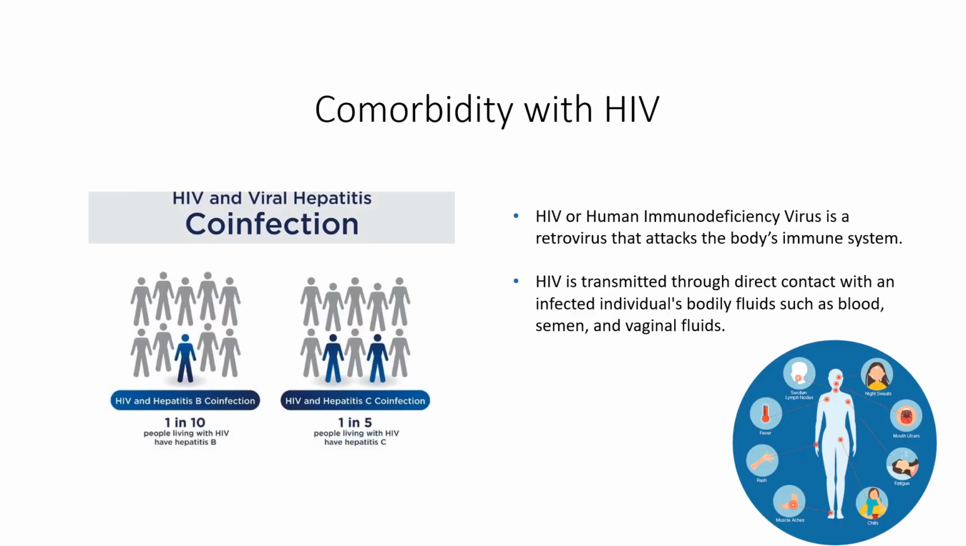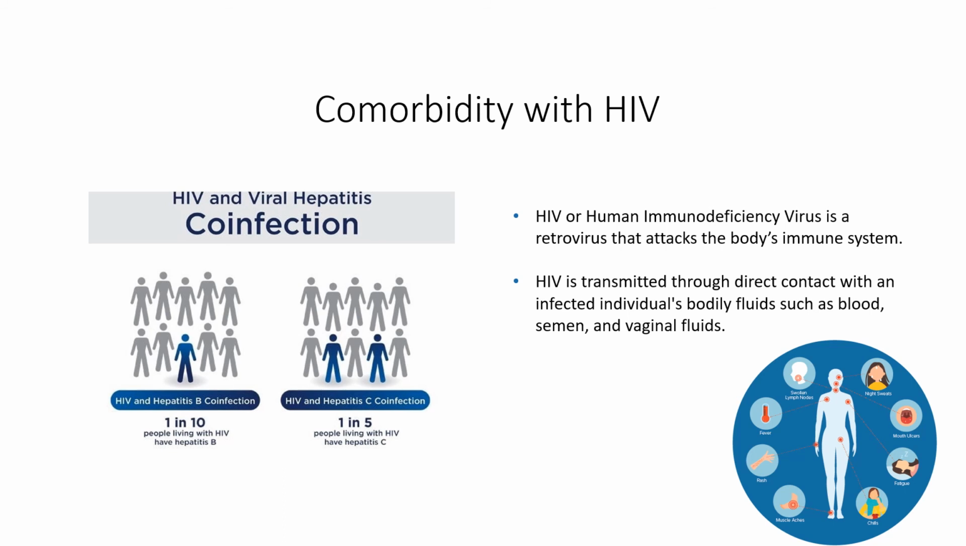So, as I was researching hepatitis, I came across multiple articles that covered the comorbidity of HIV and hepatitis, and I think that it's something that's really important to know as the comorbidity rates between the two are so high. So, very quickly, HIV, or human immunodeficiency virus, is a retrovirus that attacks the body's immune system. HIV is transmitted through direct contact with an individual's bodily fluids such as blood, semen, and vaginal fluids. And if you can recall, hepatitis B and C are both blood-borne illnesses that are transmitted primarily through sexual contact and injection. So they're transmitted the same way. So as you could imagine, the comorbidity rates are going to be pretty high.